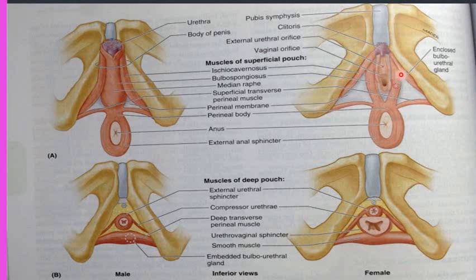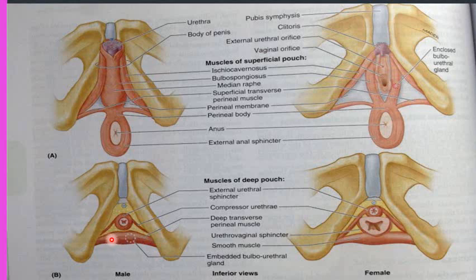In the female, along the bulb of the vestibule are the bulbospongiosus muscle and the ischiocavernosus muscle, which is attached to the root of the clitoris, and these are present in the superficial perineal pouch.